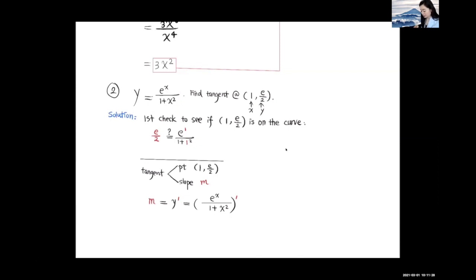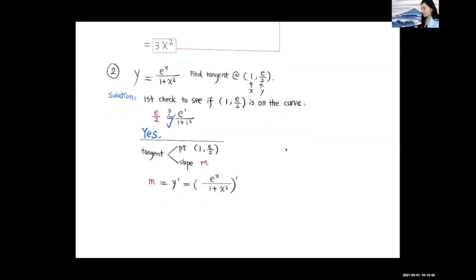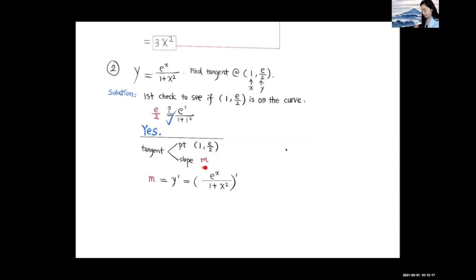So I'm going to check if this point is on this curve by substituting x to be 1, y to be e over 2. So I substitute y to be e over 2, x to be 1. Now this side is e over 2, this side is also e over 2, so it checks. So yes, this point is indeed on the curve. Now the second step, we try to find the equation of the tangent at this point on the curve, right? To write the equation of a straight line, we need one point, and we also need the slope. So we already got one point, we just need the slope.